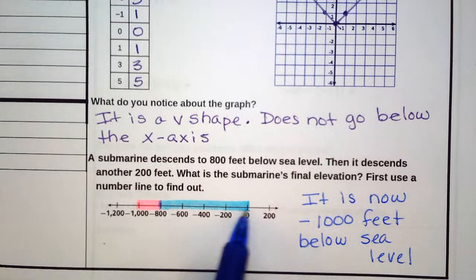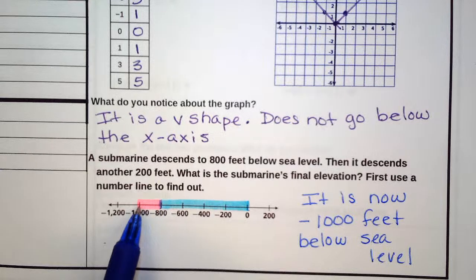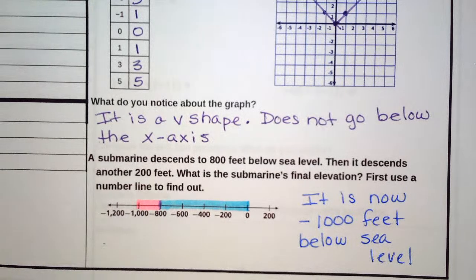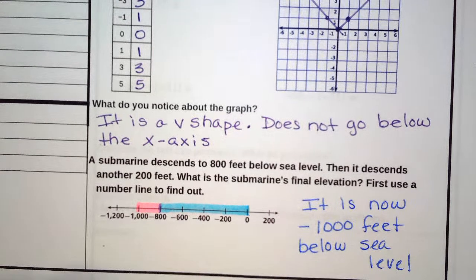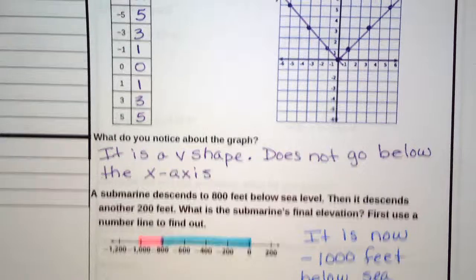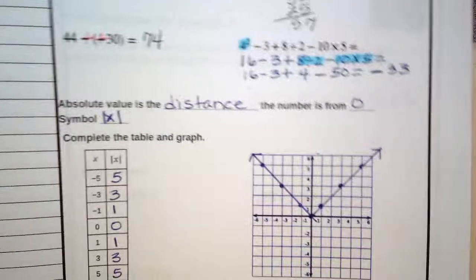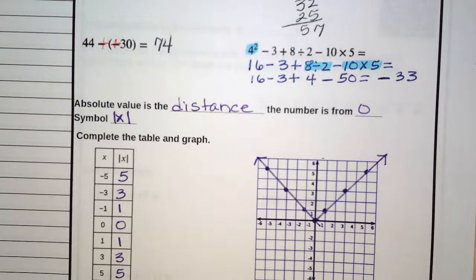So we started out at 0, we went down 800, and then we went 200 more. We're finding the distance from 0 to where the submarine is, and it is at -1,000 feet. Or just simply 1,000 feet below sea level.